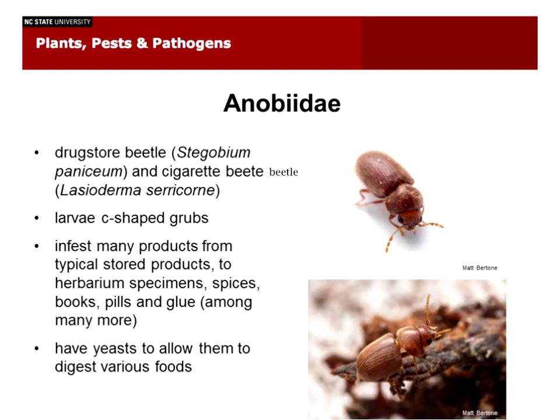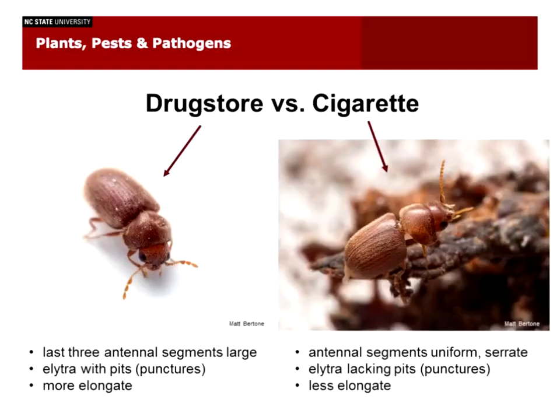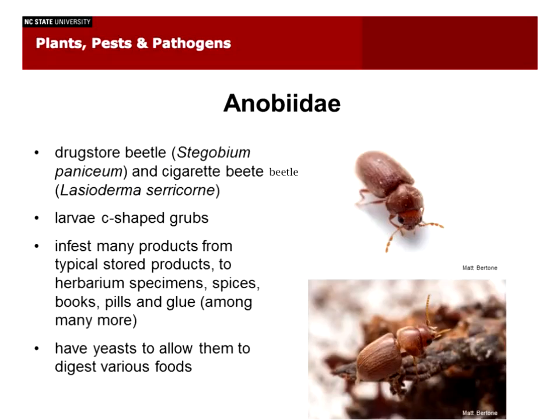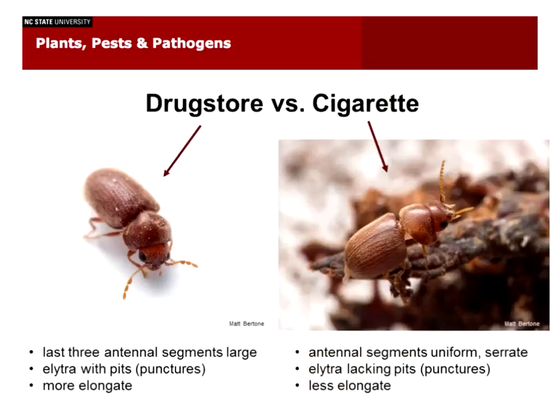Now, which one is which? This is a very common question, and so here's the difference. The drugstore beetle has antennae with the last 3 segments enlarged, whereas the cigarette beetle has long antennae that are saw-like with all the segments about the same size.